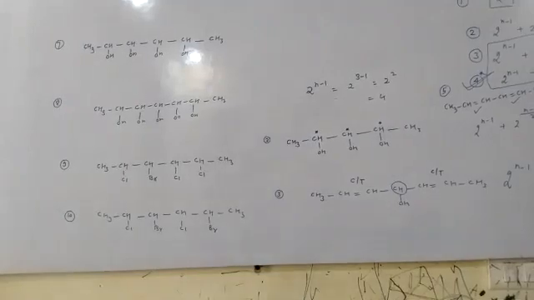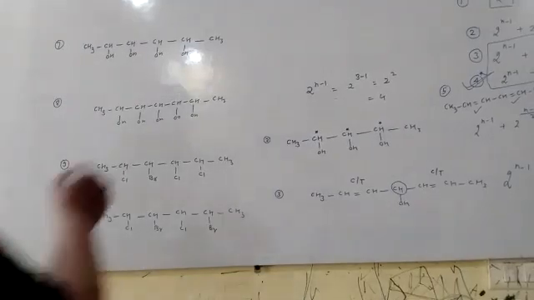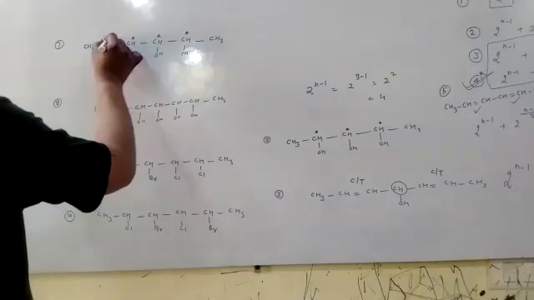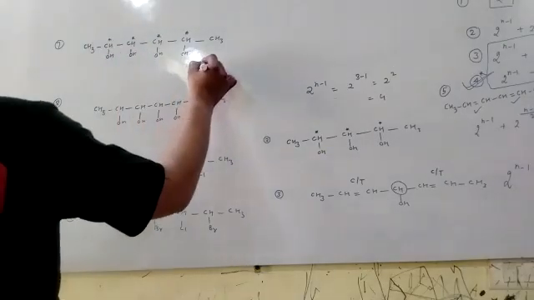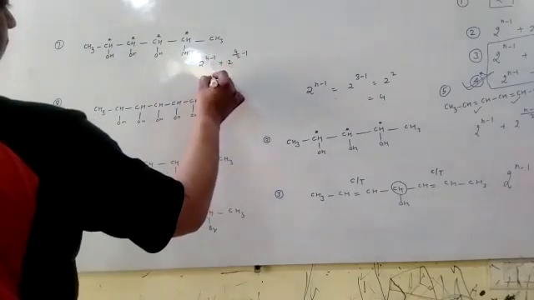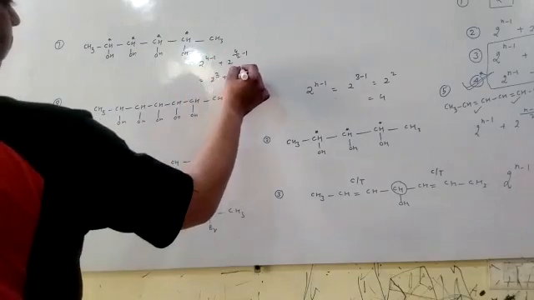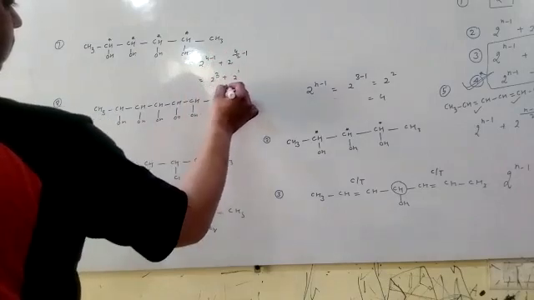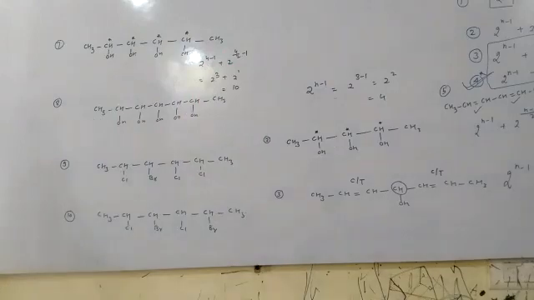What is the answer for the first one? 10. The four chiral center molecule is symmetric. 2 to the power 4 minus 1 plus 2 to the power 4 by 2 minus 1, which is 2 to the power 3 plus 2 to the power 2 minus 1. So the answer will be 10, correct?